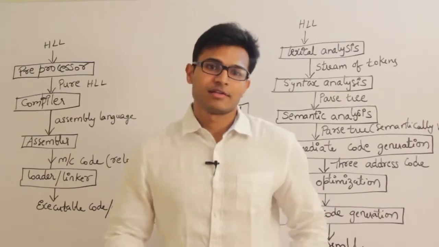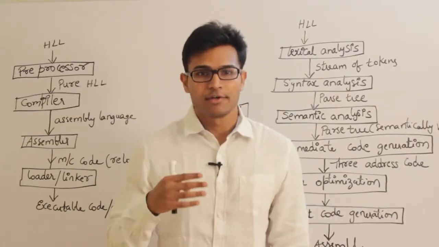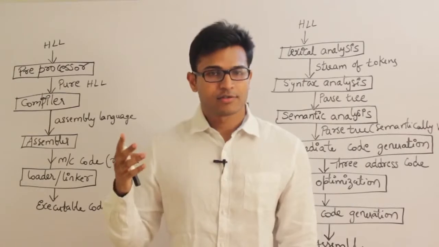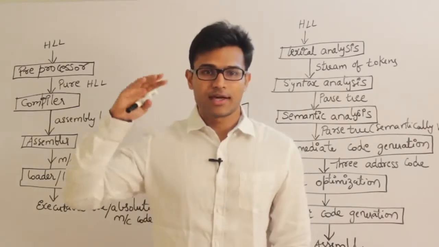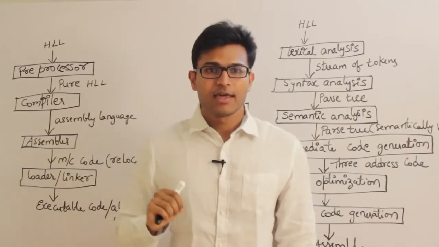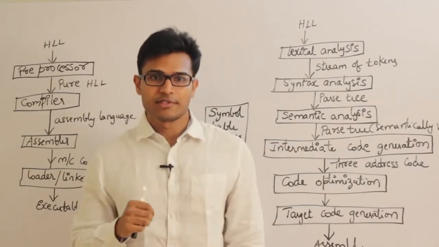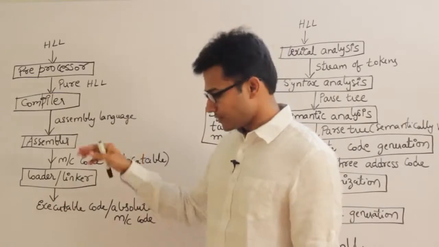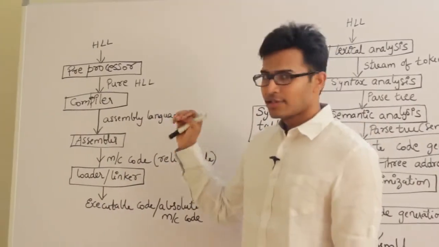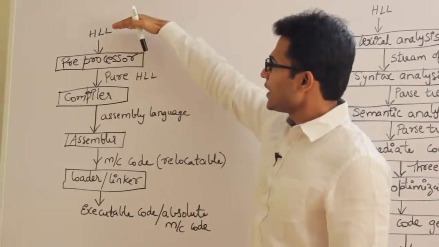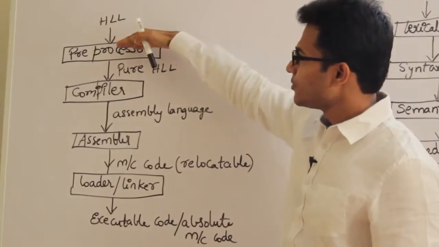We are comfortable writing it in English language or some language similar to English, and then compiler is a software which is going to convert that high level language to low level language. Along with the compiler, we have many other software modules which will help us here. So if you look at this diagram, I'll tell you what are all the phases available. See, first the high level language will be given to preprocessor.